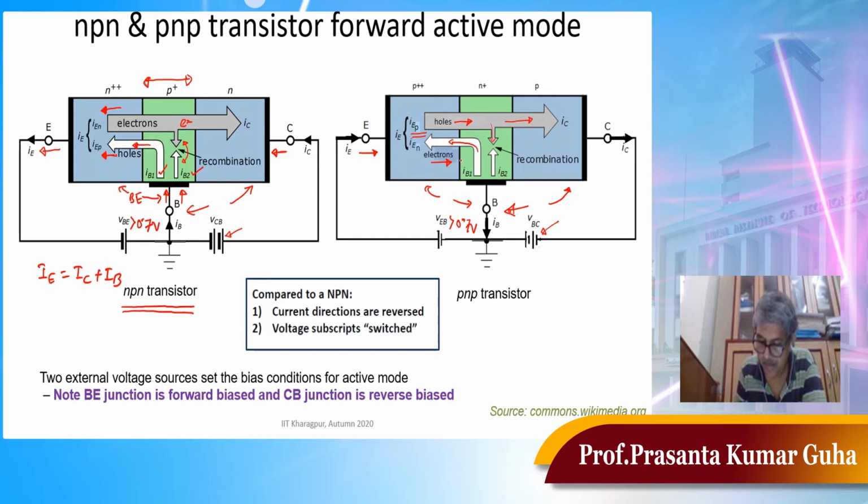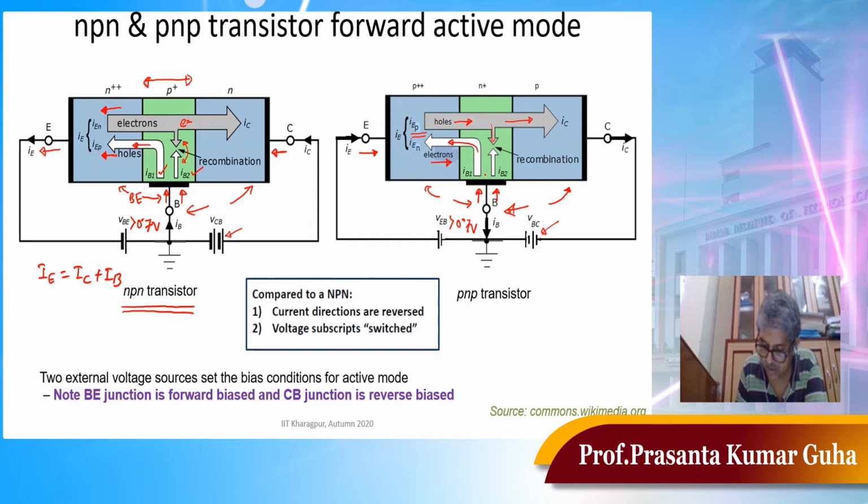Again in the base there are two components of current, like I have already mentioned. One is IB1, because electrons are able to cross the base emitter junction, and another is IB2, because some electrons manage to recombine with the holes which entered from the emitter side. Because of these two phenomena, there will be fewer electrons in the base, and you need to freshly supply electrons from this base terminal.